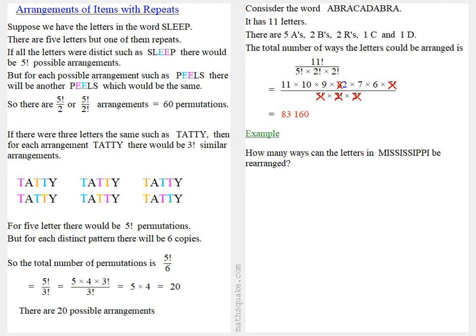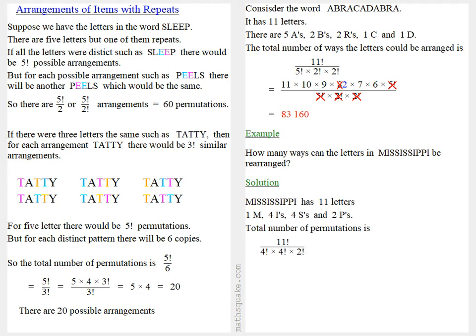How many ways can the letters in Mississippi be rearranged? Well, Mississippi has 11 letters. It's got 1 M, 4 I's, 4 S's and 2 P's. So the total number of permutations is 11 factorial over 4 factorial times 4 factorial times 2 factorial.